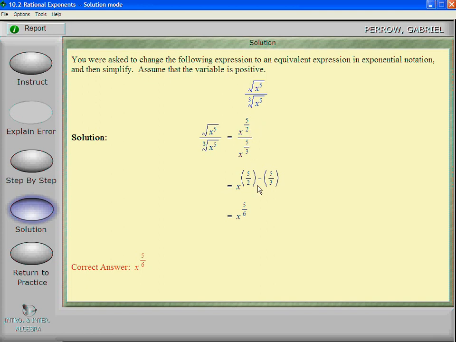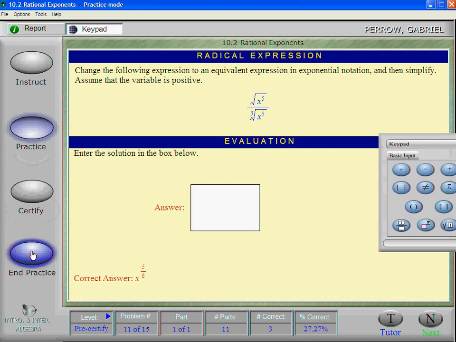5 over 2 minus 5 over 3, remember you'd need a common denominator. So if I multiply the top and the bottom of this fraction by 3, I'd get 15 over 6. Top and the bottom of this one, I multiply by 2, I'd get 10 over 6. 15 over 6, take away 10 over 6, is 5 over 6. And that's where that power comes from right there. So x to the 5 over 6 power would be your final result.